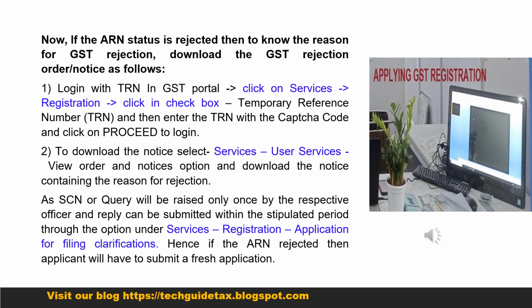2. To download the notice, select Services, User Services, View Order and Notices option and download the notice containing the reason for rejection. As the SCN or query will be raised only once by the respective officer, the reply can be submitted within the stipulated period through the option under Services, Registration, Application for filing clarifications. Hence, if the ARN is rejected, then the applicant will have to submit a fresh application.